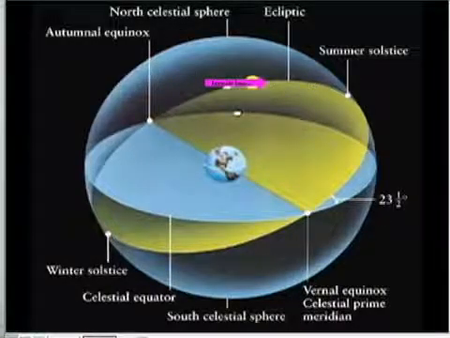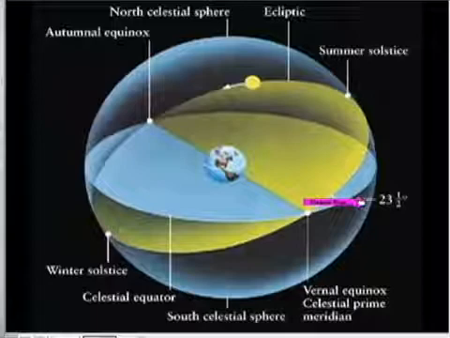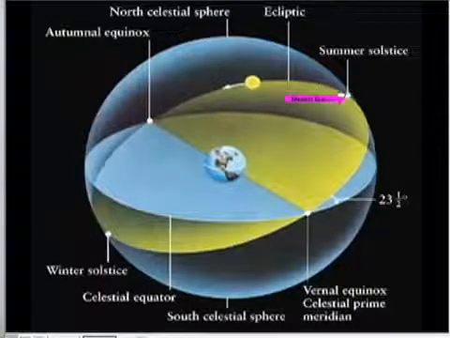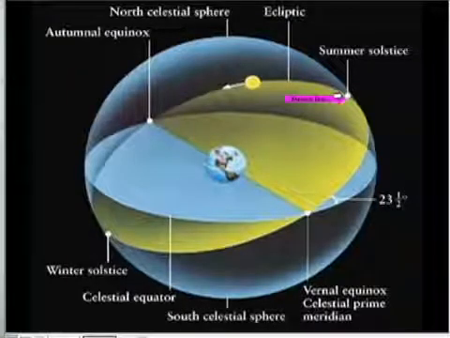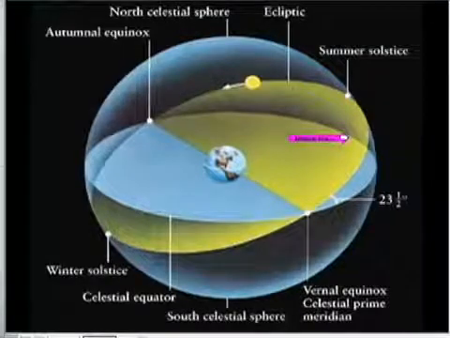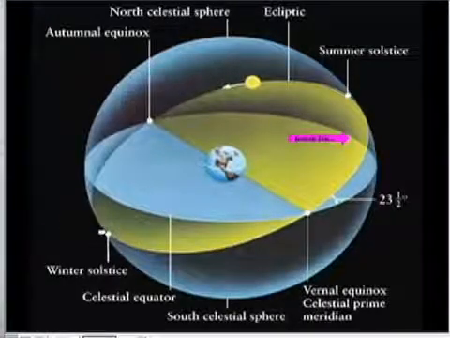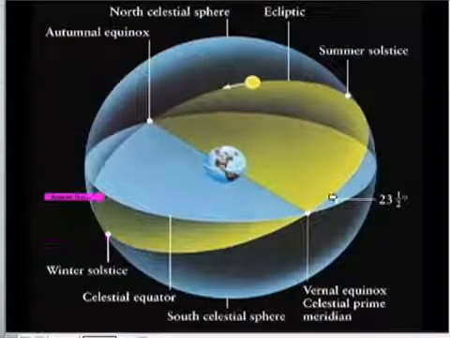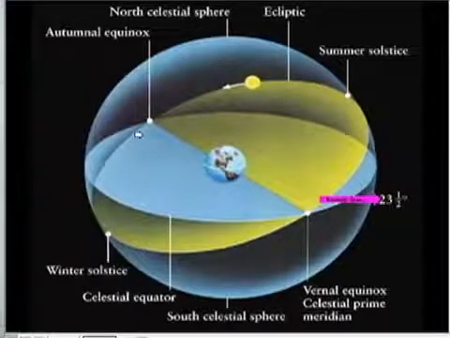And so because the ecliptic is inclined by 23.5 degrees, there's a 23.5 degree difference in latitude between the summer solstice and the celestial equator. Similarly, between the winter solstice and the celestial equator is 23.5 degrees. What's the difference between the celestial equator and the ecliptic? 23.5 degrees, right.